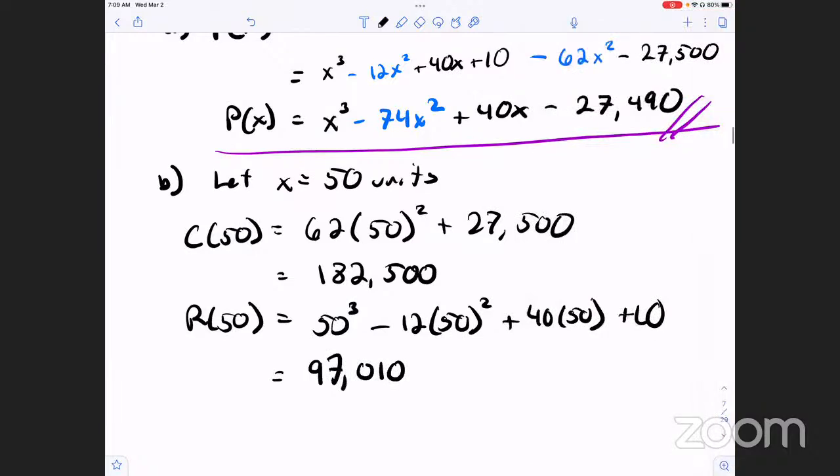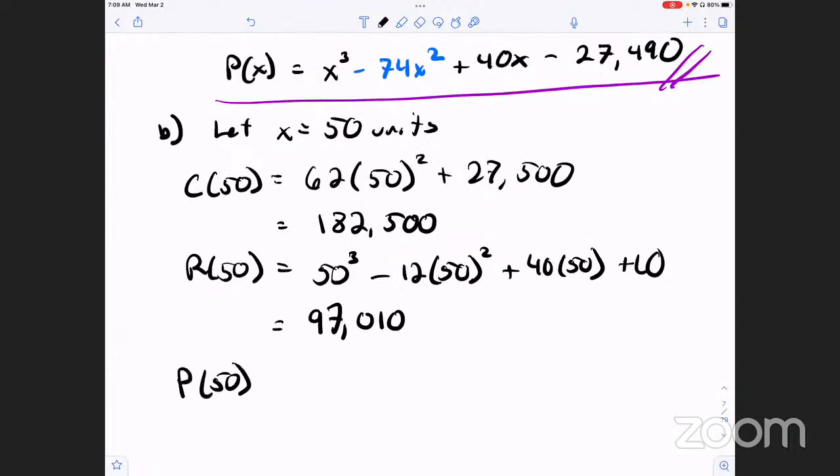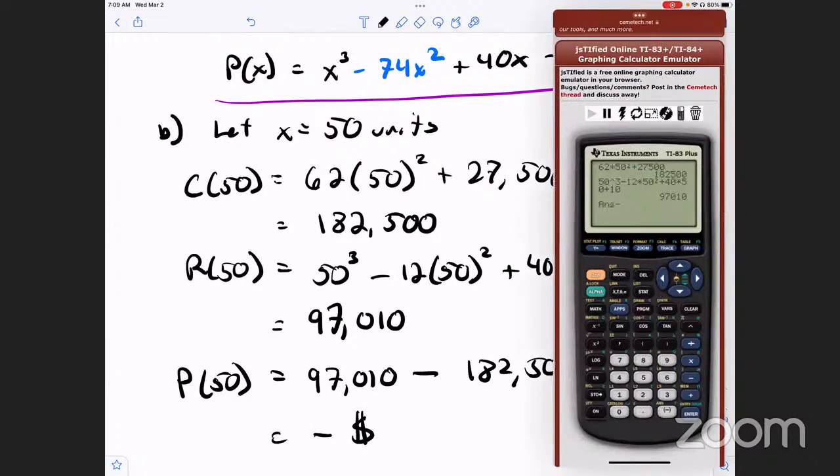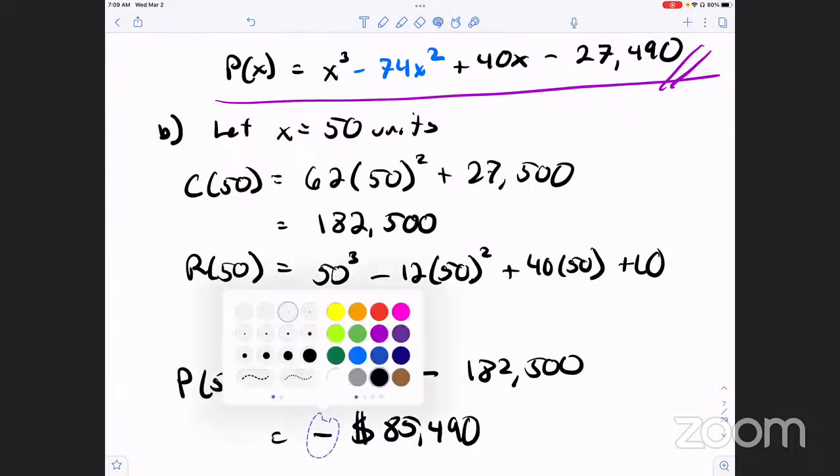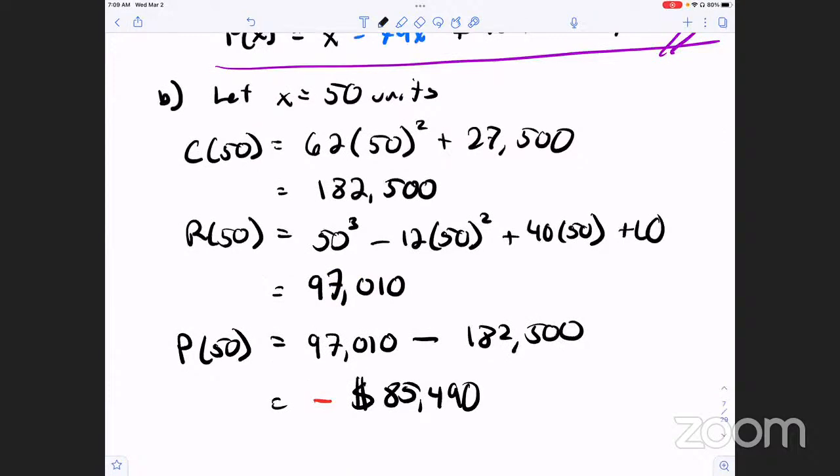So then the total profit of producing and selling 50 items is going to be that 9,710 minus 182,500. And that's going to definitely put us in the red. Answer: minus that 182,500. As long as our numbers are correct, it looks like that puts us in the red almost $86,000, right? That's part B.